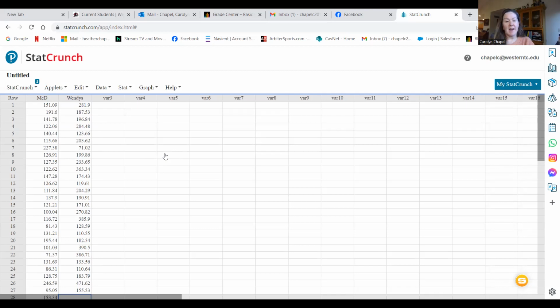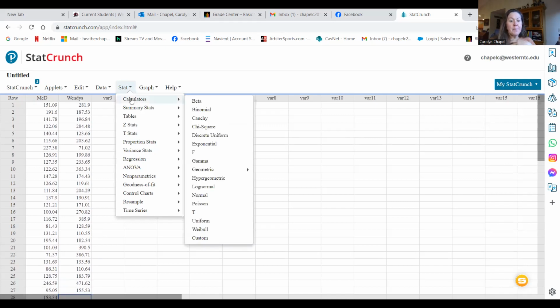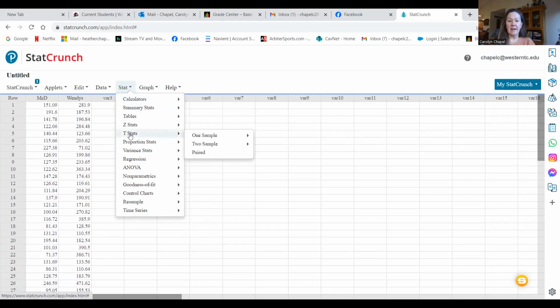And this is where StatCrunch and other technologies really can play a nice role in speeding up the calculations. Doing this all by hand is a lot of work. Just calculating the mean, if you did it by hand with just a calculator, adding all those values up and dividing by 30 or 27 would take some time. But we're going to go into our t-stats because it is a t-statistic.